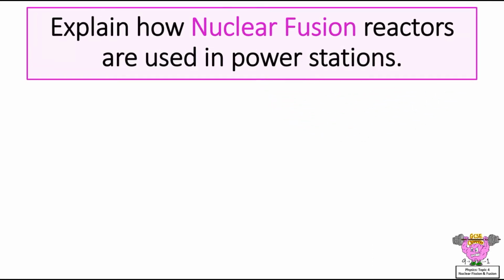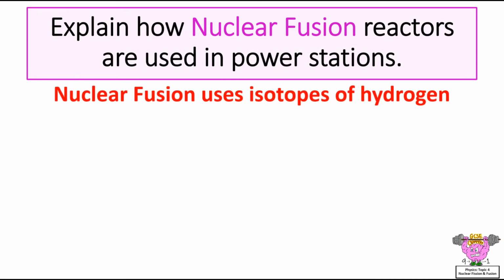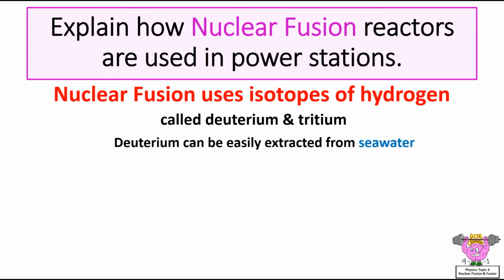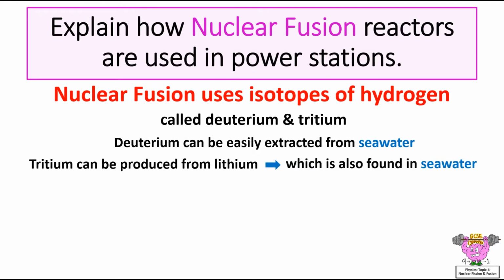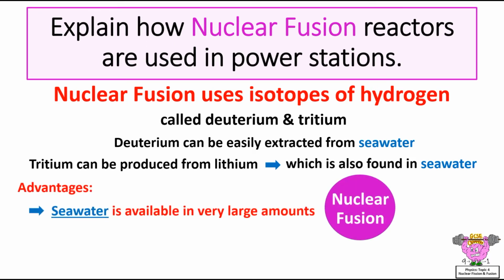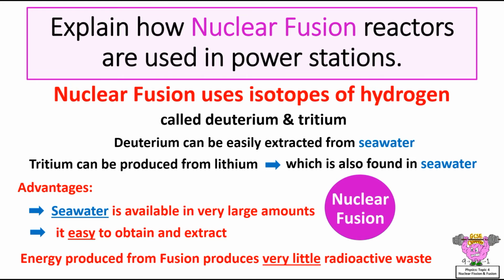Explain how nuclear fusion reactors are used in power stations. Nuclear fusion uses isotopes of hydrogen, called deuterium and tritium. Deuterium can be easily extracted from seawater. Tritium can be produced from lithium, which is also found in seawater. The advantages of using nuclear fusion: seawater is available in very large amounts. It is easy to obtain and extract, and energy produced from fusion produces very little radioactive waste.